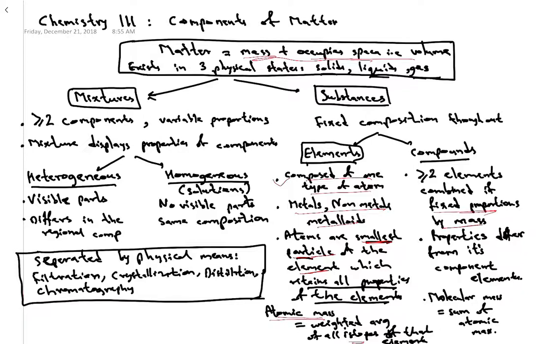We gave the example of water. Water will always have two parts of hydrogen, one part of oxygen. Doesn't matter whether you're talking of water on Earth, Moon, Mars, doesn't matter. And a compound, unlike a mixture, will have completely new properties different from its components, unlike a mixture, which shows properties of all of its components. And the molecular mass of a compound is the sum of all its atomic masses.